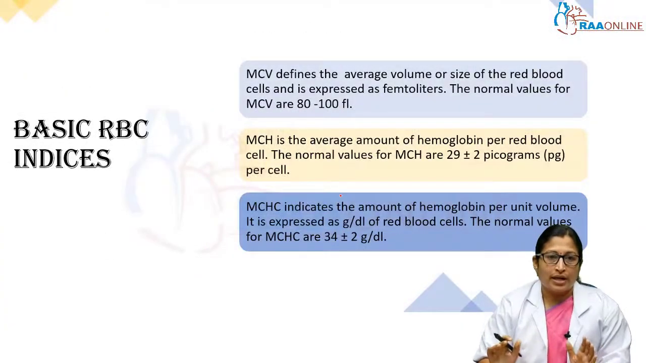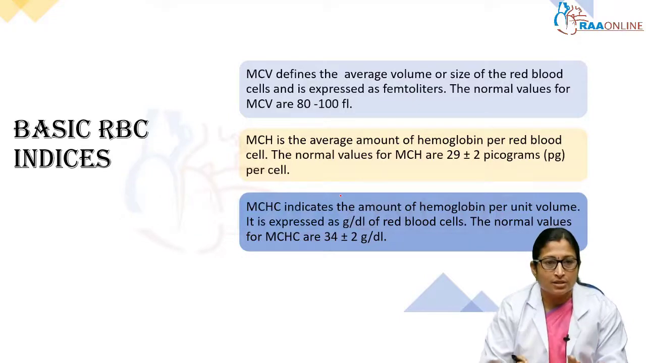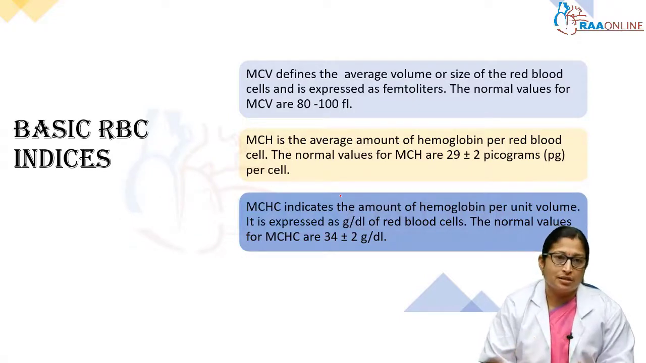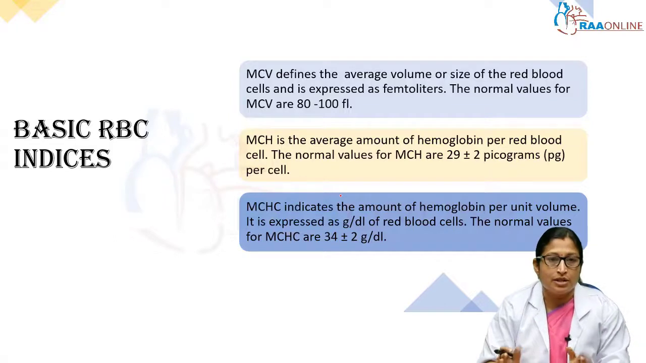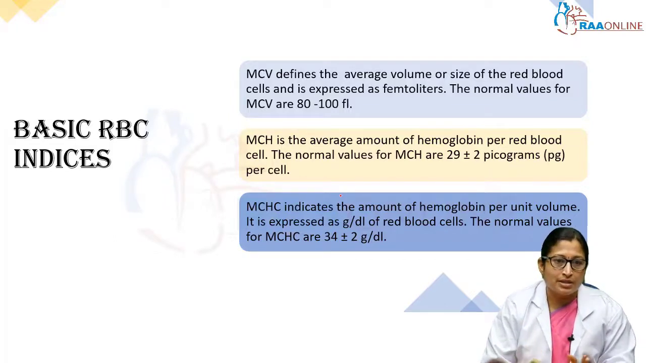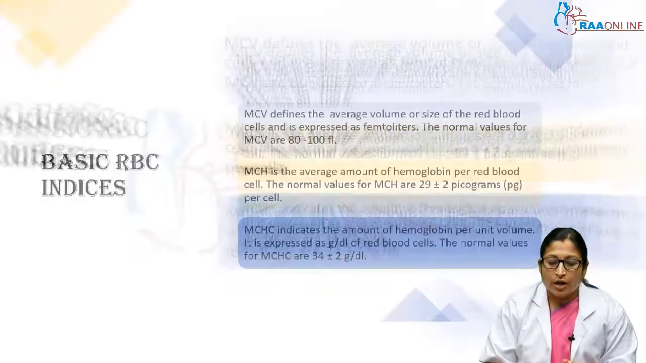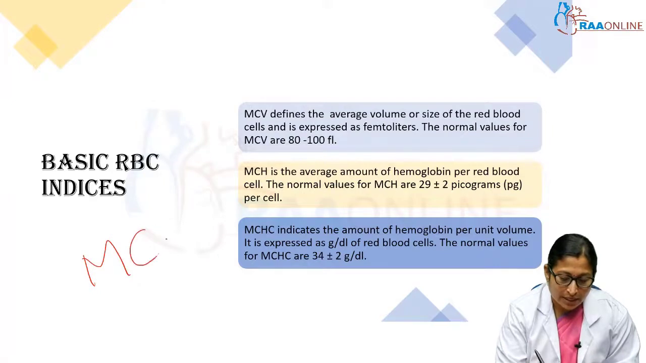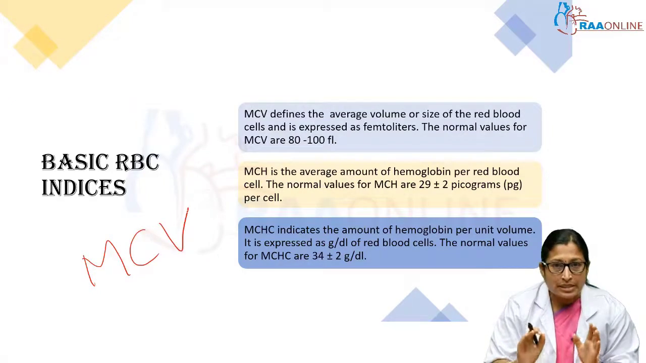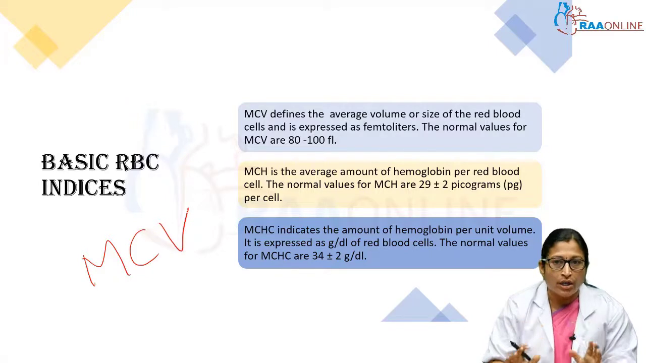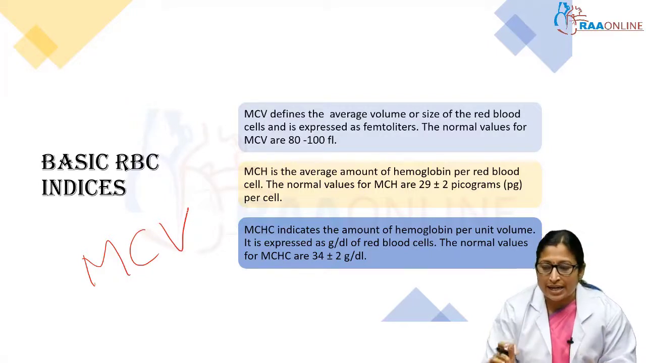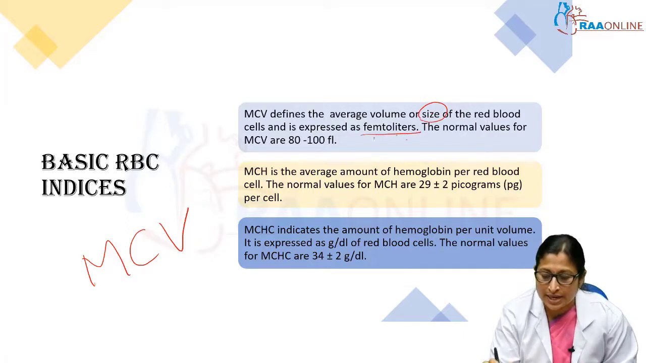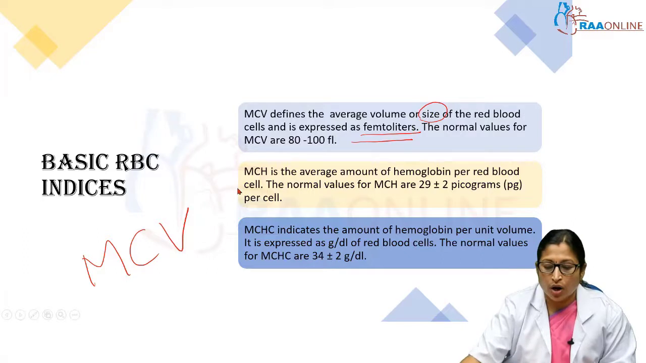Before entering into the anemia approach proper, I think we have to discuss the basic RBC indices, which we have been learning from our first year MBBS. We'll just go through them in short and then go into the anemia approach proper. Now what do you understand by MCV? Mean corpuscular volume. This defines the average volume of the cell, or average size of the red blood cell, and it is expressed as femtoliters. The normal value is 80 to 100 femtoliters.